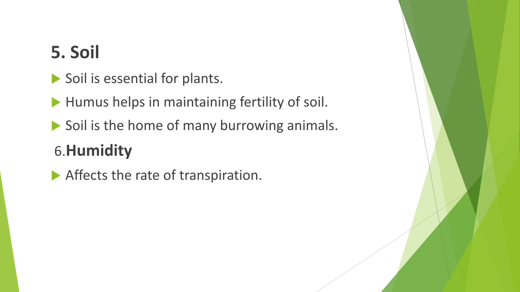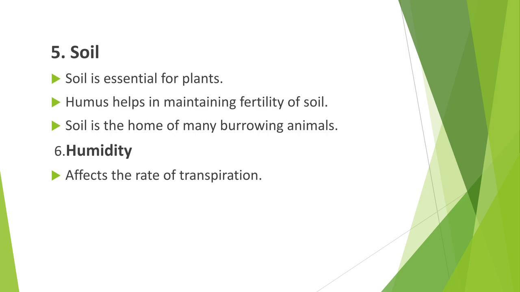Soil. Soil is a very important factor for plants. The roots absorb water from the soil, and humus helps in maintaining the fertility of the soil. Humus is an organic component of the soil, which helps in maintaining its fertility. Mineral-rich soil makes plant growth possible on the earth. If mineral nutrients are present in the soil, the plants grow well. The soil is the home of many burrowing animals like rats, rabbits, and earthworms. Some animals survive in the soil, and it is one of the abiotic components.